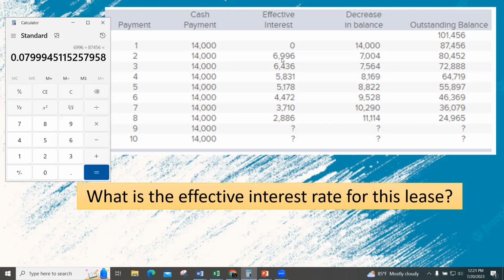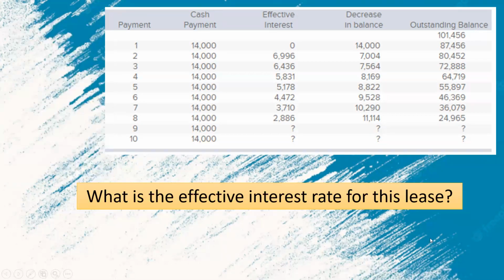So I had taken the $6,996 divided by this outstanding balance of $87,456 and got 8%. Just for fun, let's try if we did a random one. We did period 6, 4,472. And we divide it by the prior outstanding balance, 55,897. Again, we get 8%. So that's going to be our answer regardless.